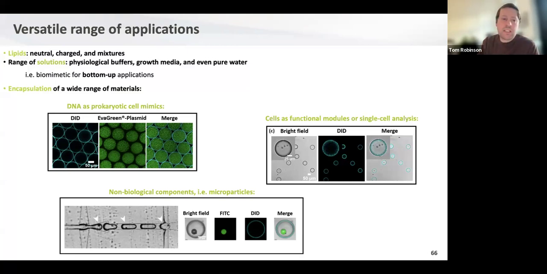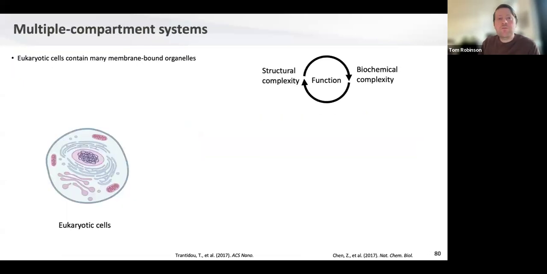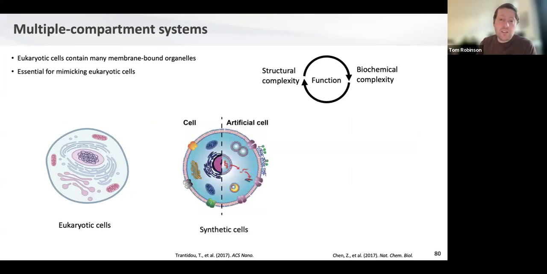We've also shown that we can make complex membranes. So what can we do with them? What I want to show you next is what we've done with developing our multiple compartment systems. As you know, eukaryotic cells contain many membrane-bound organelles, and it's this structural complexity, combined with the biochemical complexity, which allows them to have a diverse range of functions. So if we want to build synthetic cells with a wide range of functions, I think it's essential we start to think about having multiple compartment systems.